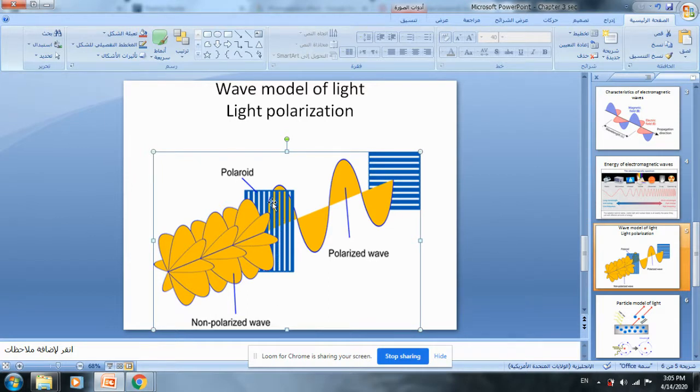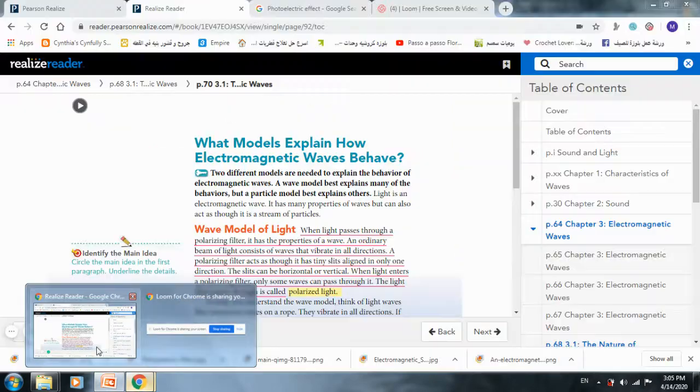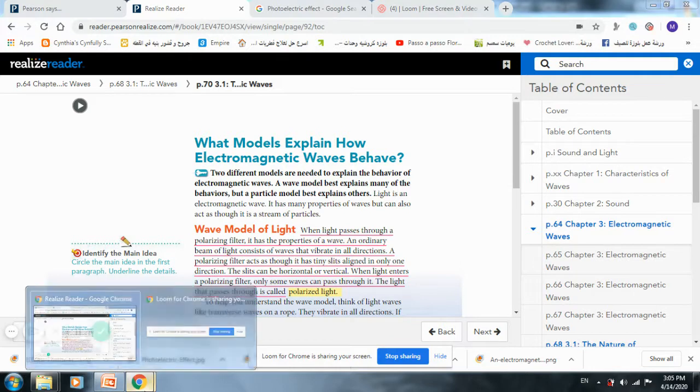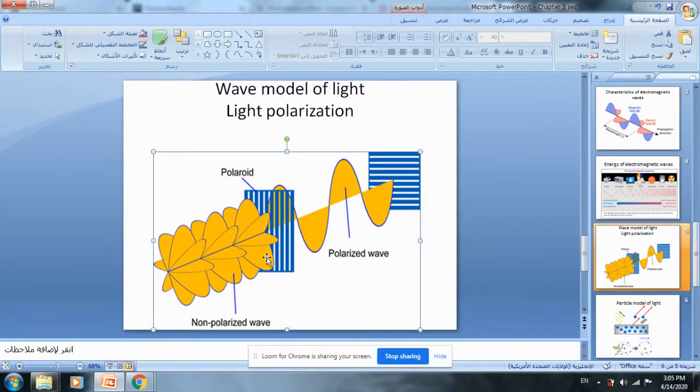Whatever the direction, whether vertical or horizontal, the most important thing is that the Polaroid has slits in only one direction to filter the light. The slits can be horizontal or vertical. When light enters the polarizing filter, only some waves can pass through it. Not all waves pass through the Polaroid. Only waves in the specific direction of the slits pass through.